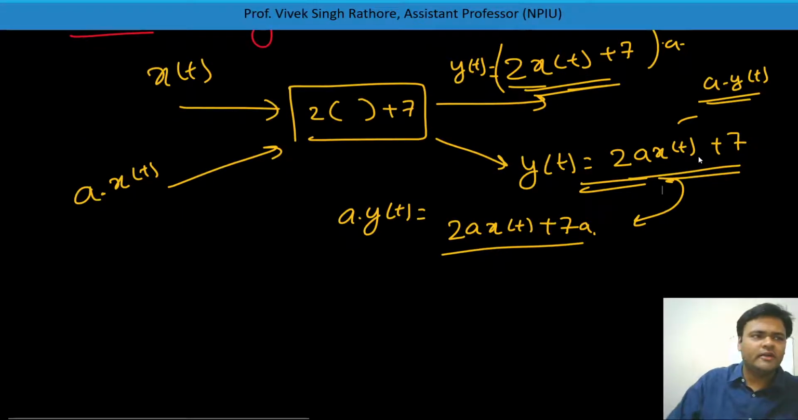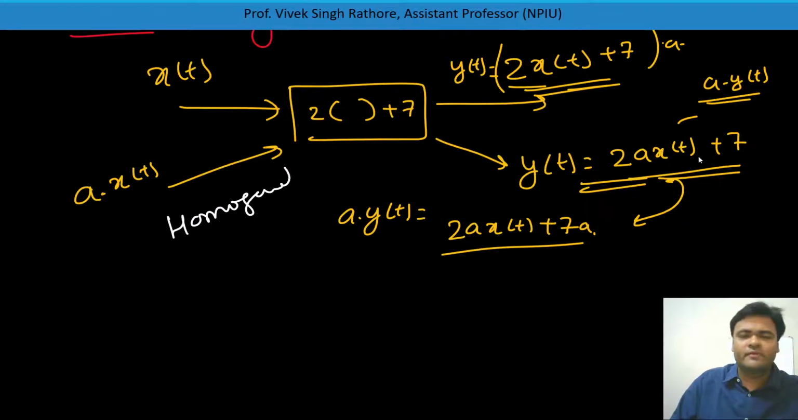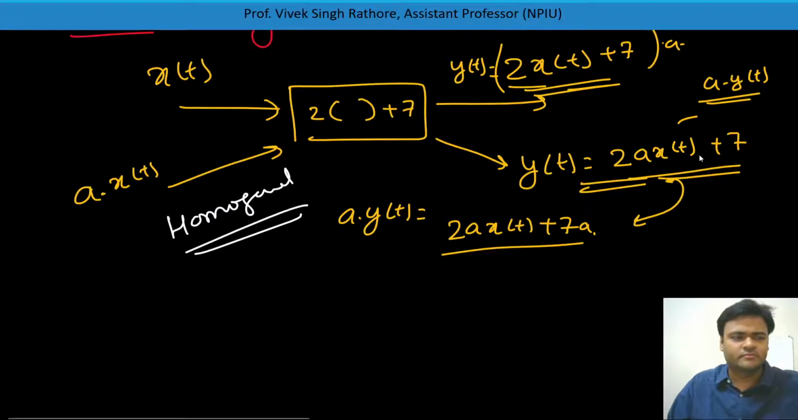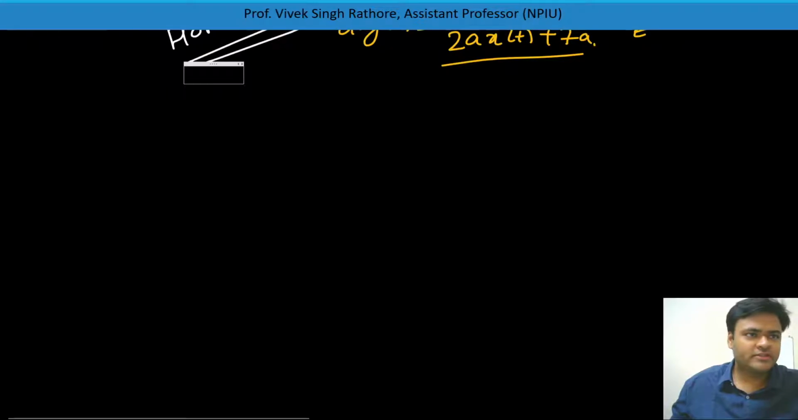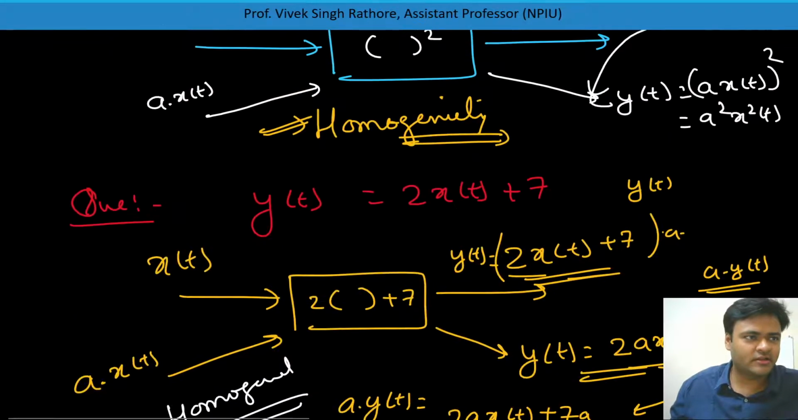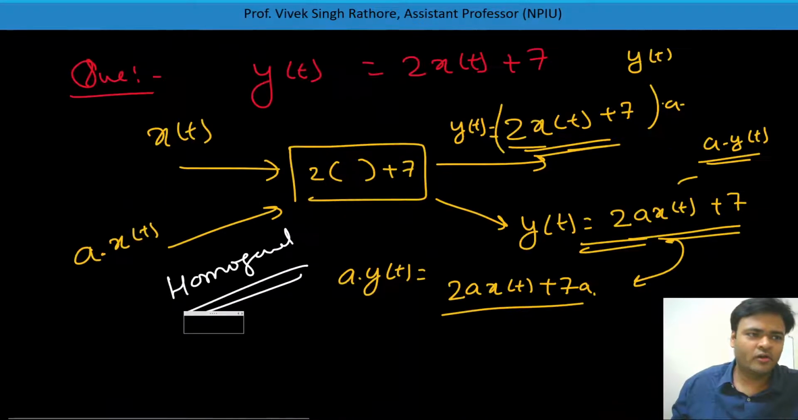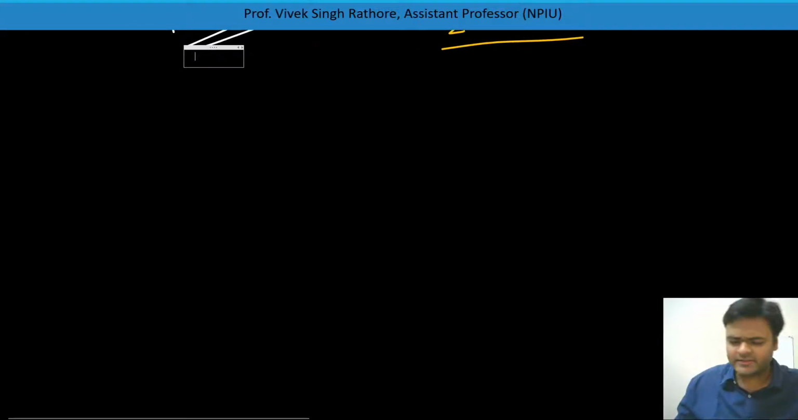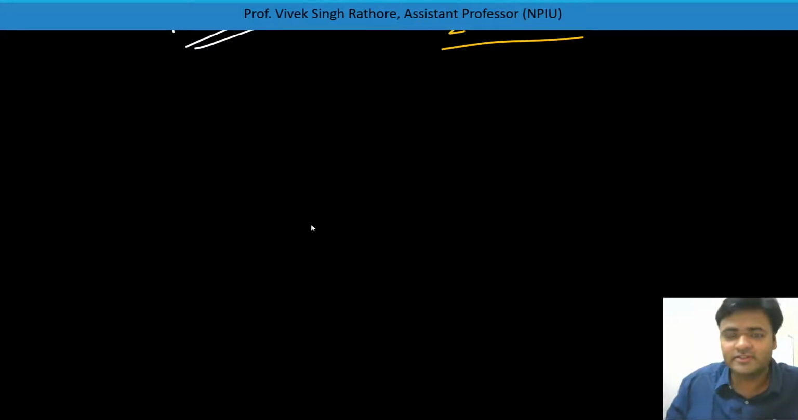So ultimately this system does not follow the homogeneity principle. If it is not following the homogeneity principle, it is also a non-linear system. So from this example we can conclude that this is a non-linear system. We'll take some other examples also, so that you are comfortable in judging whether a system is linear or not. So we'll take one more example for that.